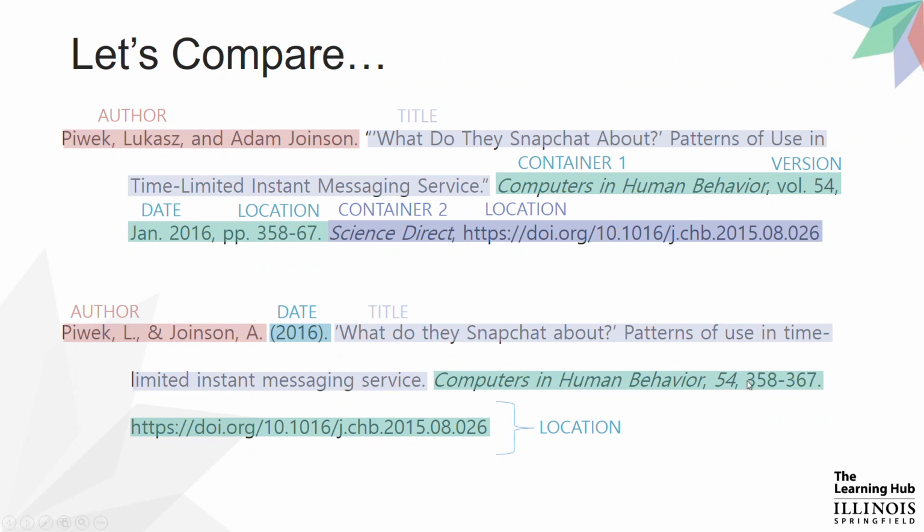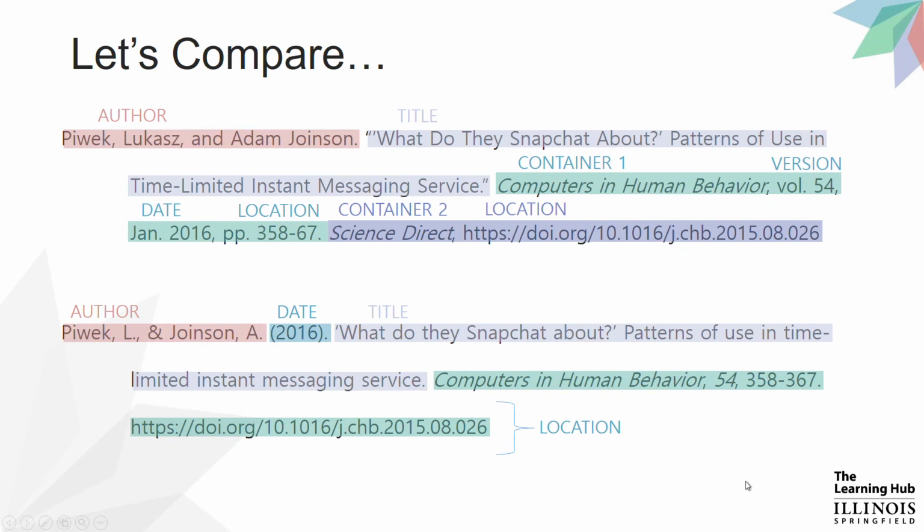Whereas in APA, you don't have a label, there's no PP period, and you put the full numbers for the range here. And then in the MLA citation, we also have container 2, so Science Direct is the database we found this article in, and then comma the DOI number in URL format here. In APA, you have a period at the end of the page range, and then you just put the URL in the DOI number in URL format immediately after it. You don't need the name of the database, as I said before.